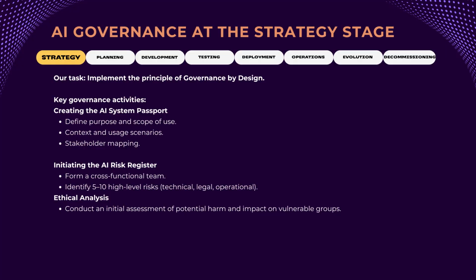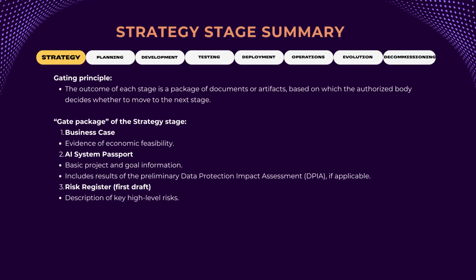The detailed procedures for identification, assessment, mitigation, and control of AI system risks, including AI-specific risk categories, we will study in detail in the large block of lessons devoted to risk management. The output of any stage must be thoroughly practical artifacts, products, processes, and documents that enable, or not, the authorized body to approve transition to the next stage, so-called gating.